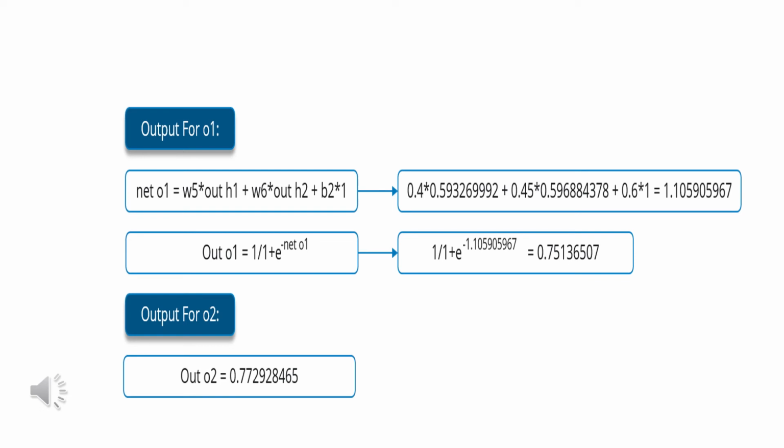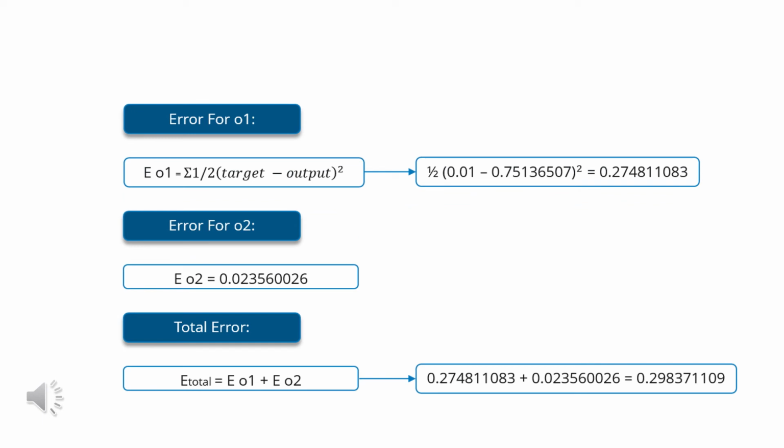Same case as before, we can get the output for the O2. So our out O2 will be 0.7729284665. Now let's see what is the value of the error. Error of the O1 can be calculated by EO1 is equal to summation of half target minus output whole square, which can be calculated after putting the values. So we will get 0.2748111083, and error for the O2 can be calculated the same way.